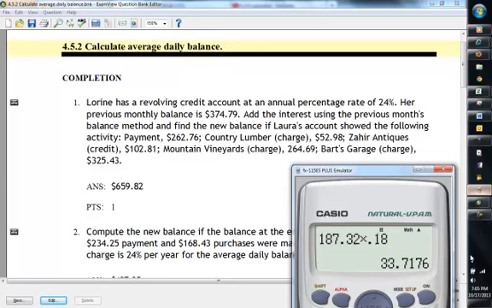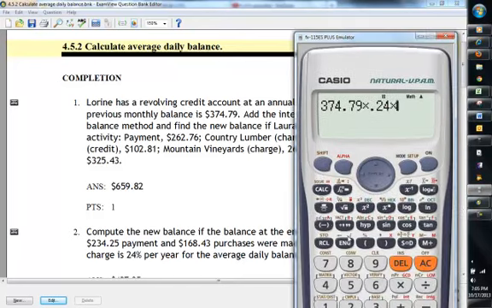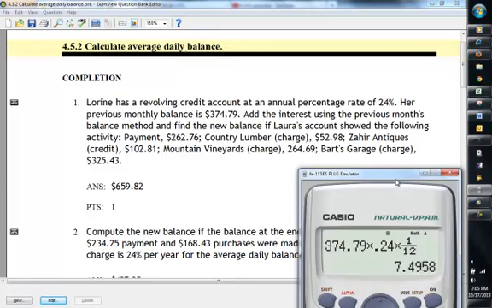So we're going to take that previous month's balance, $374.79, and multiply it by the 24%, 0.24, and by the fraction 1 month, 12th of a year. And we get $7.50. Then add to that the $374.79.